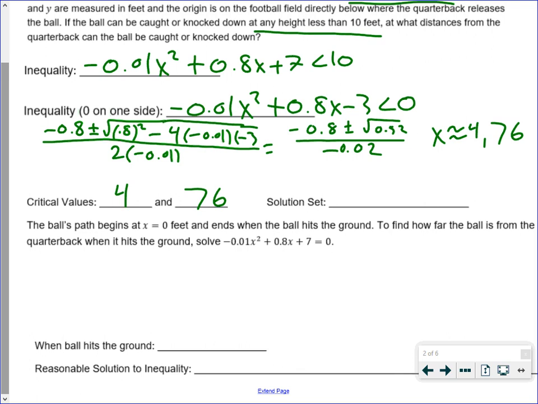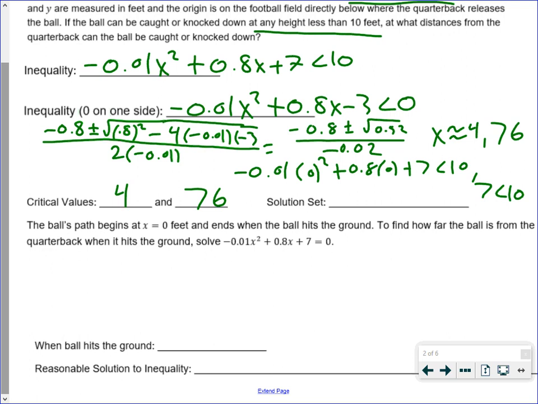We plug in 0 to our beginning inequality, we get negative 0.01 multiplied by 0 squared plus 0.8 multiplied with 0 plus 7 is less than 10, or really all it says is 7 less than 10. 7 is indeed less than 10, so that tells me my solutions are going to be outside of the critical values. 0 is a number outside of the critical values. When I plugged it into the inequality, it made sense. So that tells me the solutions are outside of the critical values.